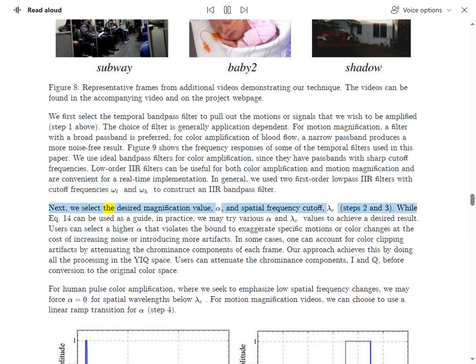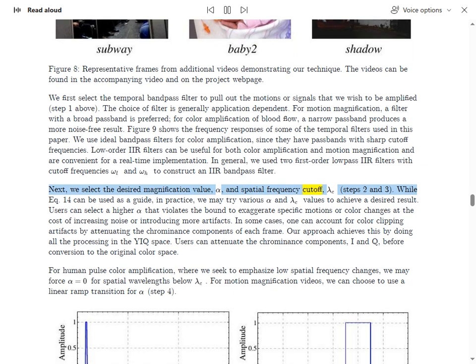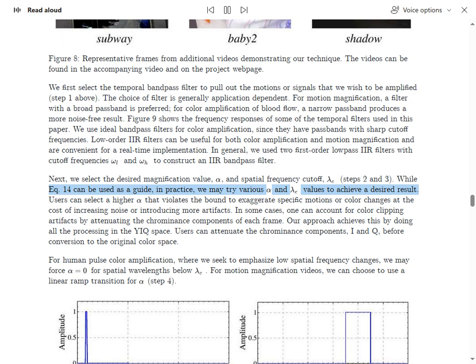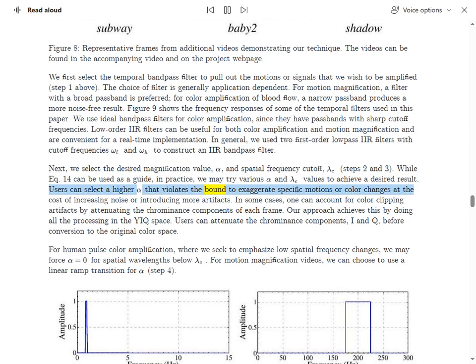Next, we select the desired magnification value, alpha, and spatial frequency cutoff, lambda subscript C, steps 2 and 3. While Equation 14 can be used as a guide, in practice, we may try various alpha and lambda subscript C values to achieve a desired result. Users can select a higher alpha that violates the bound to exaggerate specific motions or color changes at the cost of increasing noise or introducing more artifacts.